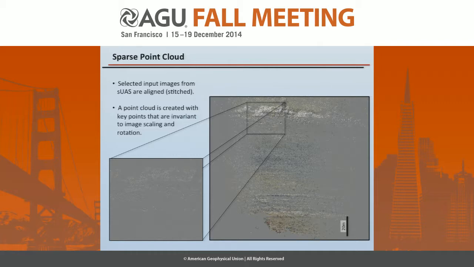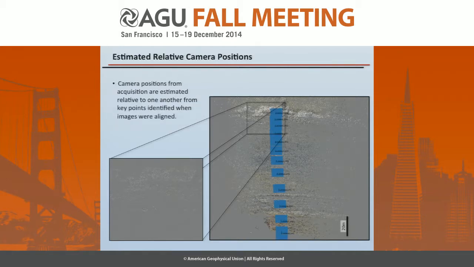Now, after acquisition, selected input images taken from the drone are aligned and virtually stitched. A point cloud is created with key points that are identified or selected as invariant to image scaling and to rotation. So these are all the key points, creating just a sparse point cloud. You can barely get to see a glimpse of the model that we just saw, but now being created in its early stages.